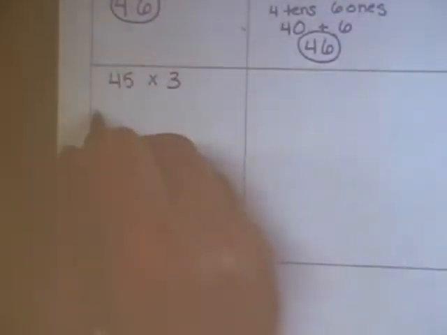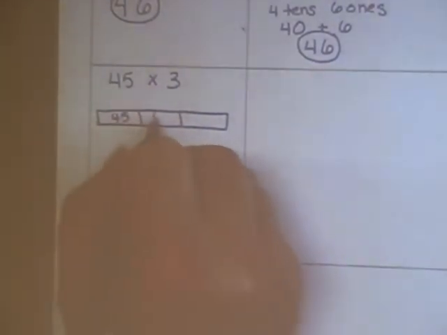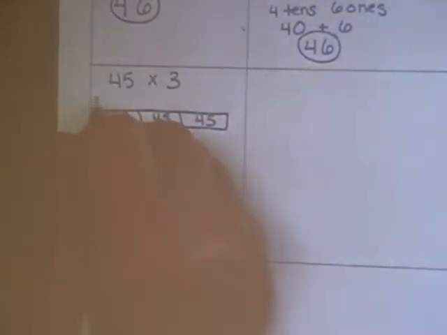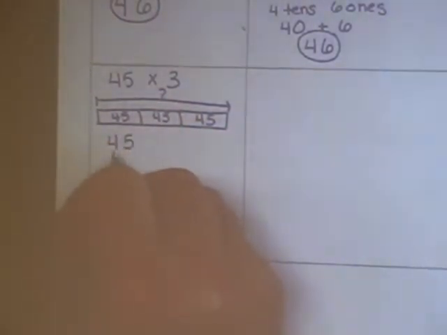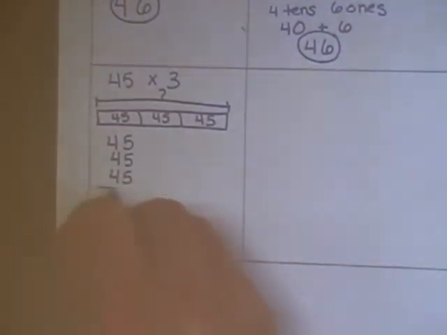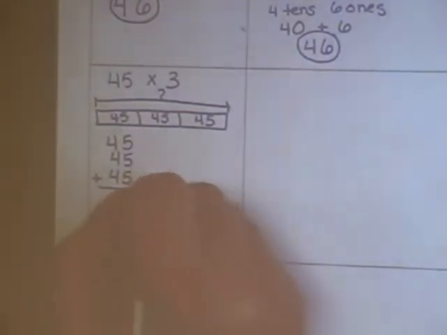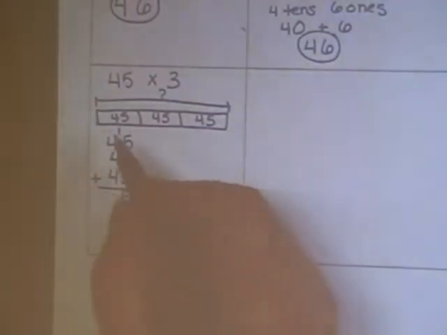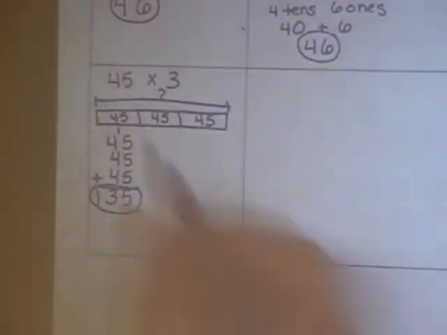So I need to show the students in my bar diagram that I have 3 equal parts of 45. 45 times 3 is really just saying 45 plus 45 plus 45. And I'm going to add this up. 5 plus 5 plus 5 is 15. The 5 goes down and I'm regrouping. 4 plus 4 plus 4 is 12, plus 1 more is 13. 135 is 45 times 3.